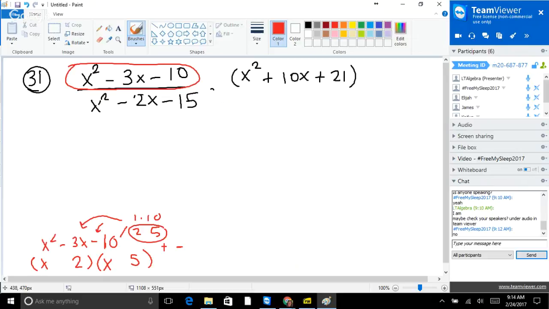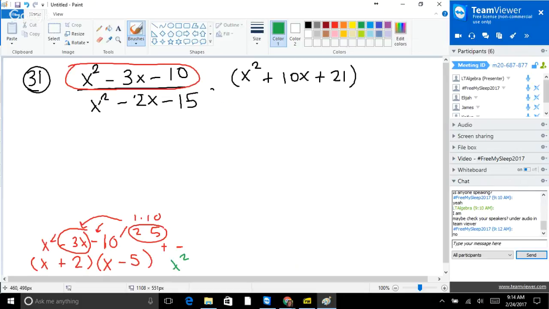All right, so then I look at my middle term again. I have a negative 3x. So that means I want my bigger number to be negative. So I want a negative 5 and a positive 2. So back to our Algebra 1 days, right? So then if I want to check it, I can just FOIL, right?